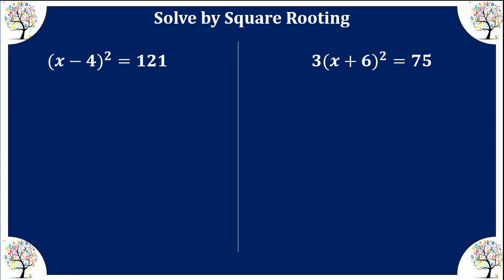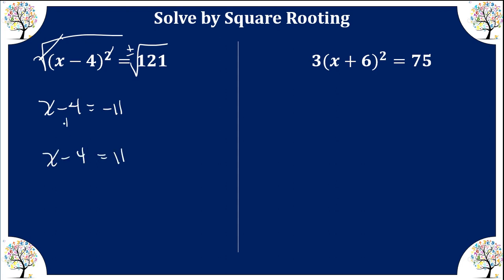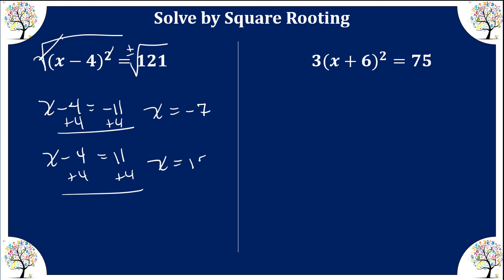Here, before we can add 4 to both sides, we have to get inside the parentheses. So this time we have to take the square root of both sides first. So we're going to have x minus 4 equals negative 11, x minus 4 equals positive 11. So we're going to add 4. So you do have to break these down. And so x equals negative 7. And then we're going to add 4. And we have x equals 15. So negative 7, 15 are the two solutions.